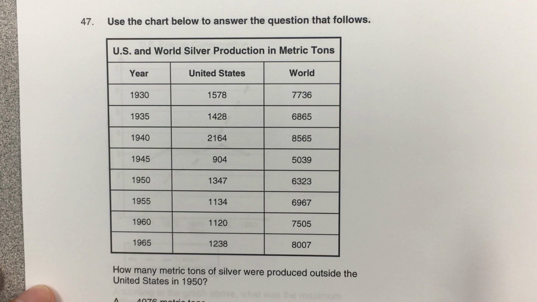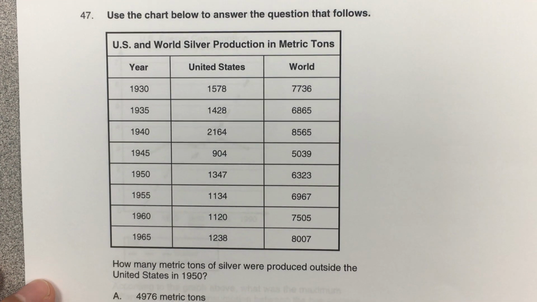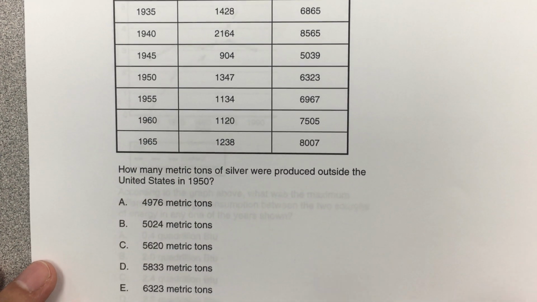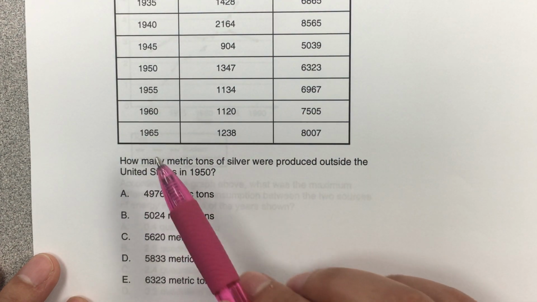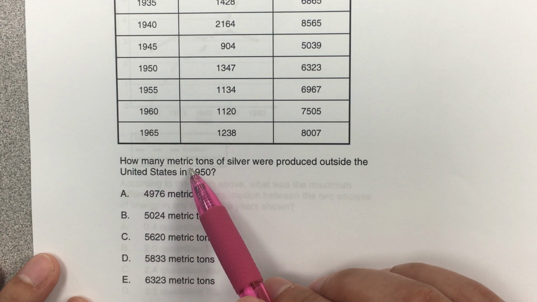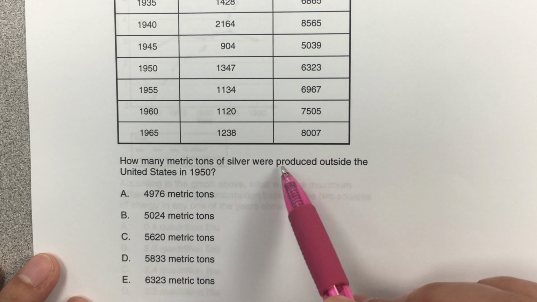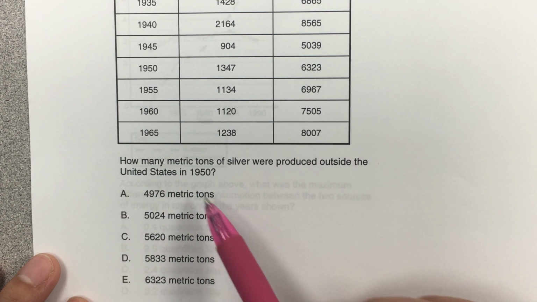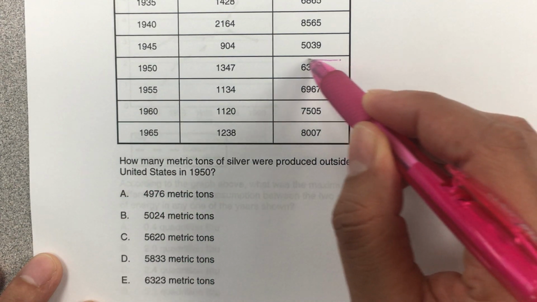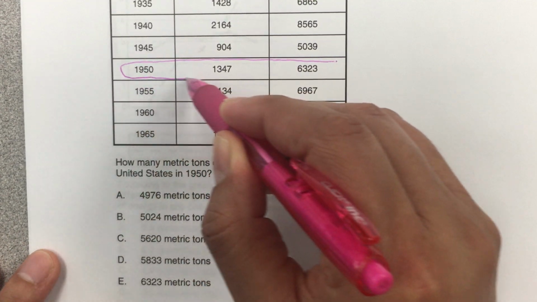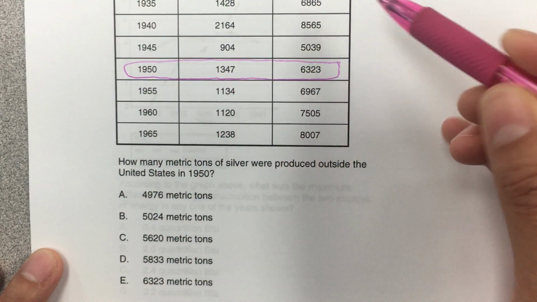47, use the chart below to answer the question that follows. So it says, before looking at the chart, I'll read the question to see what they're asking. It says, how many metric tons of silver were produced outside the United States in 1950? Oh, okay. So I'm going to be looking at this information, which is 1950.